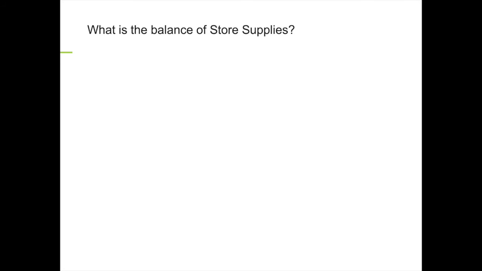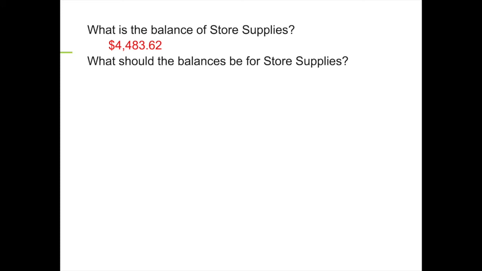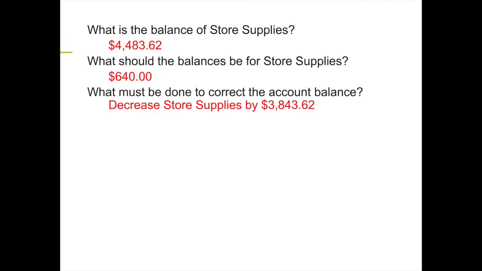What is the balance of store supplies? If you look on page 427 of your working papers, you will see that it has a debit balance of $4,483.62. That means that you have some supplies worth that value. What should the balance be when you did the inventory? According to the book, your inventory now says that it is $640. So you can see the store supplies went down by quite a bit.